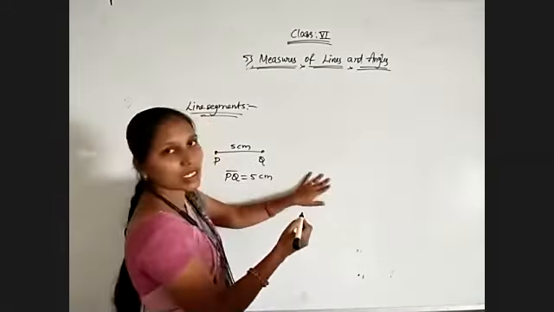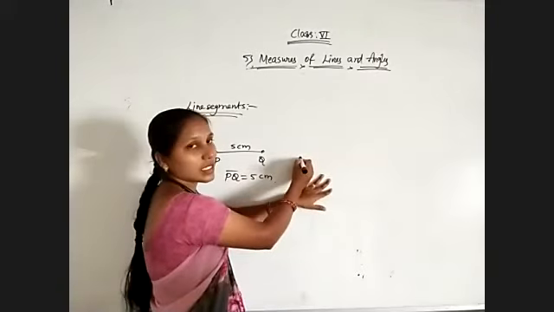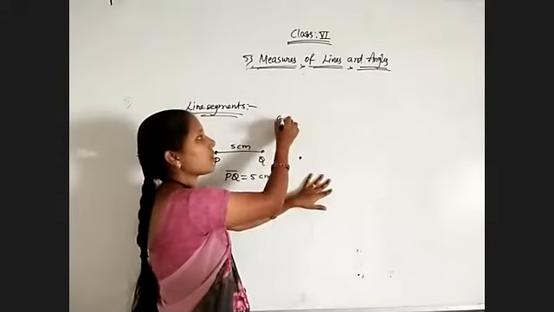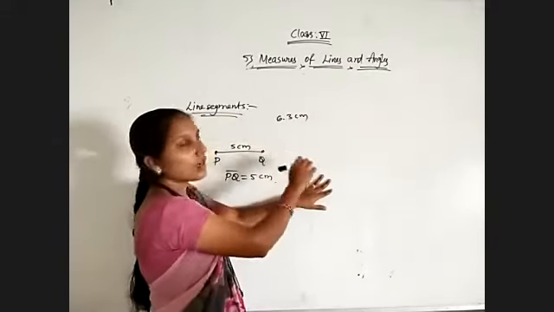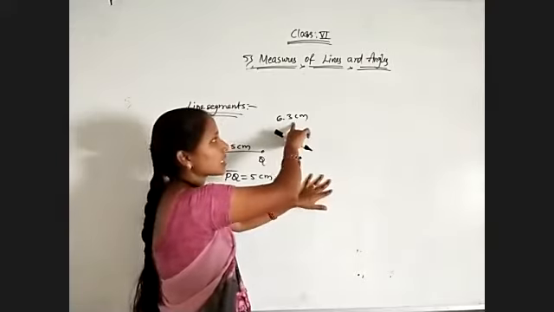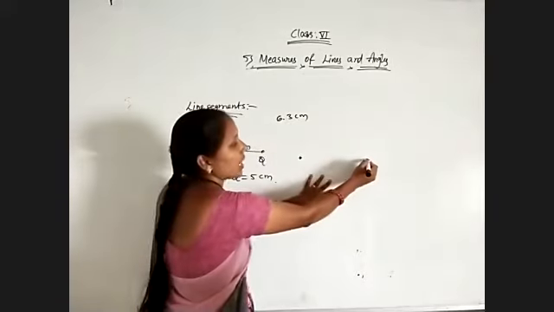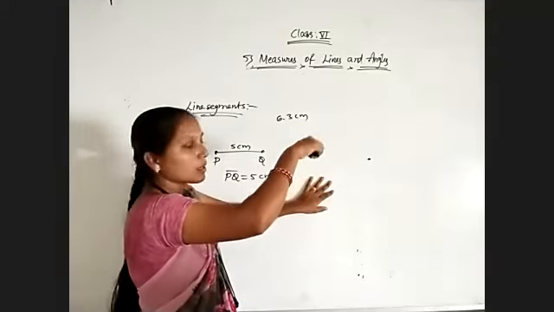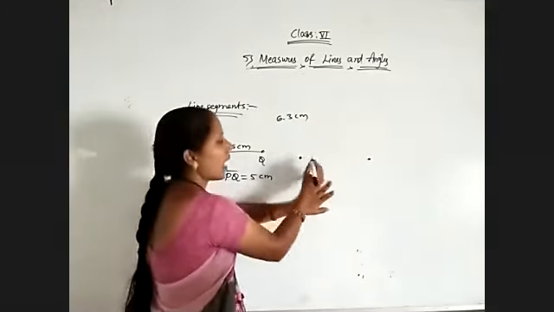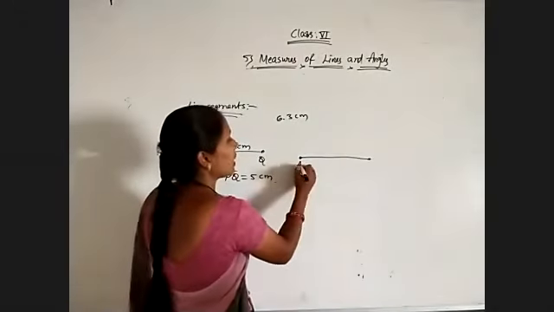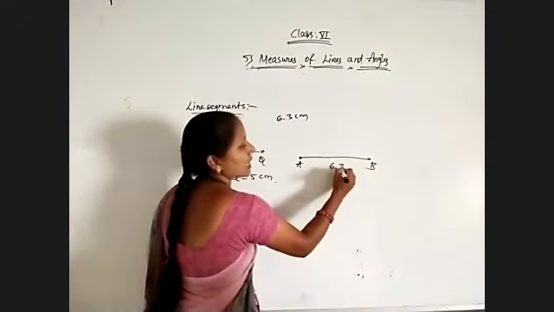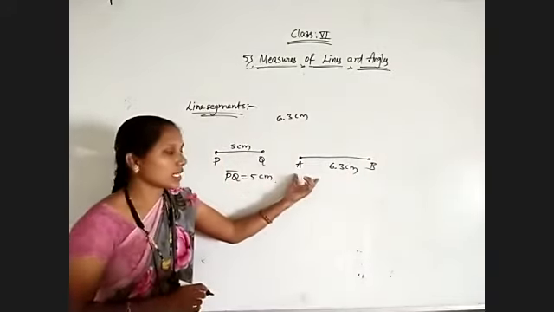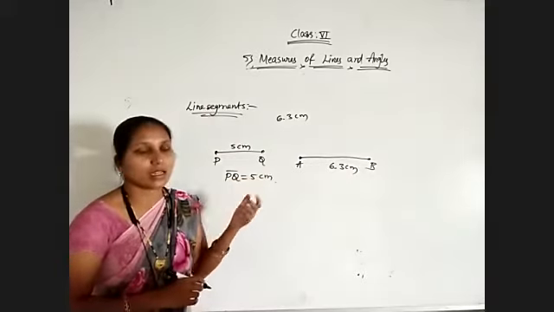Just place your scale at the first point, 0 centimeter, and locate one of the points. If I want a 6.3 centimeter line segment, then after 6, we need to mark the third smaller line on the scale. At that line we need to mark a point and join those two points. Then we will get AB of 6.3 centimeters by the scale. Okay, so that is about construction and this is about measurement.